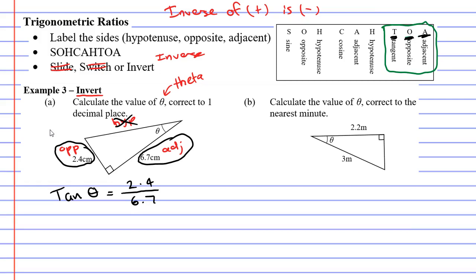So we followed all the same steps as we did before, and we come to the last step, the step that we call invert. Alright, so what we're going to do is we're going to leave theta on the left, and we're going to bring tan to the other side, but we're going to write it a little differently. We're going to write it with this little -1. And this basically means inverse tan, or the inverse of tan. And in brackets we'll write 2.4 over 6.7, like so.